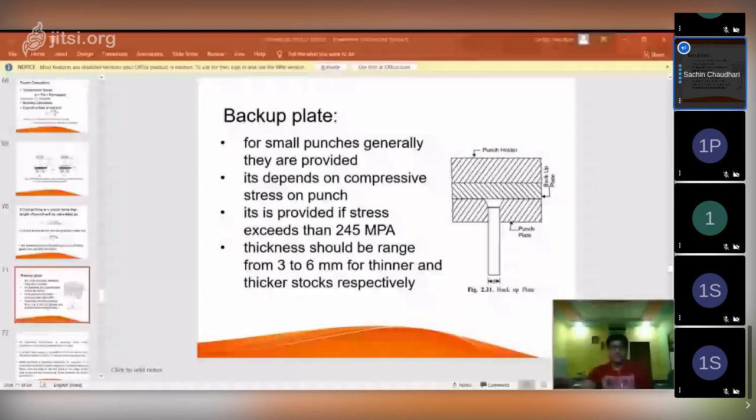So the thickness should range from 3 mm to 6 mm for thinner and thicker stocks respectively. Whenever you are going to use a thinner metal strip, and the stress is greater than 245 MPa, you can use a 3 mm thick plate, or if you are going to use a thicker metal strip.